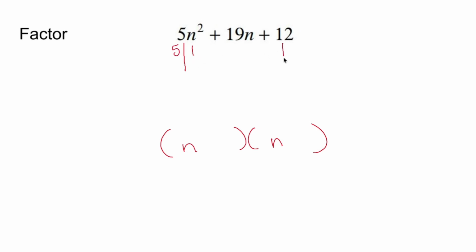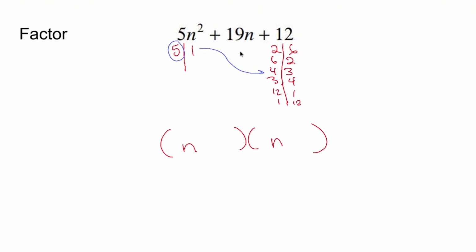12 could be a combination of 2 and 6, or 6 and 2, or 4 and 3, or 3 and 4. Or maybe it could be 12 and 1, and 1 and 12. There's a lot of options here. And what I want to do is try to figure out which combination, when multiplied together, gets me 19.